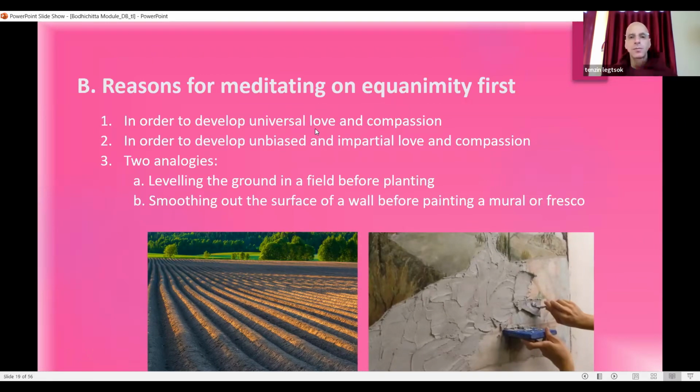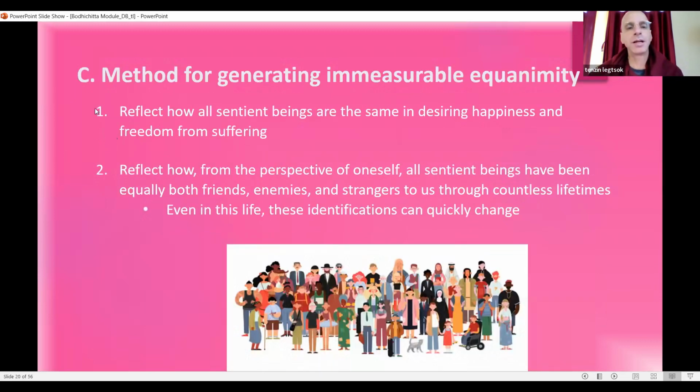So having that as the basis, I listed out four different ways to reflect. Generally, there are many different ways to reflect to generate equanimity. The main thing is to keep in mind reducing attachment to some and aversion towards others, and generating an equal sense of concern for all. So we can just go through.